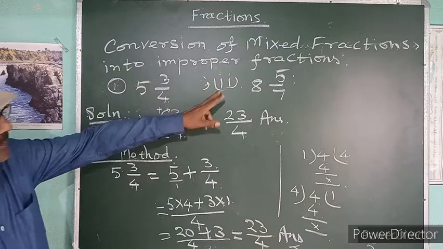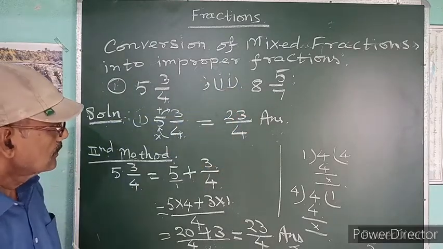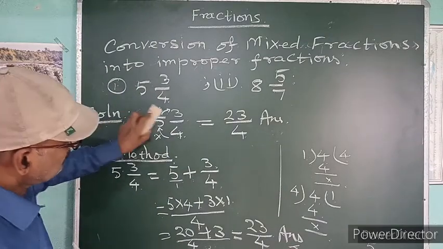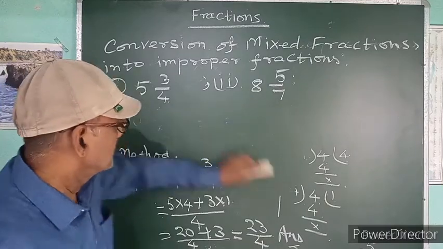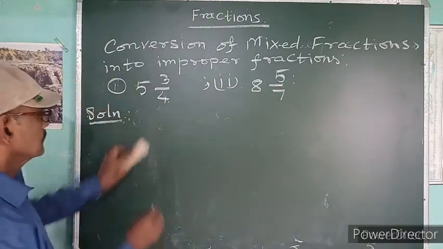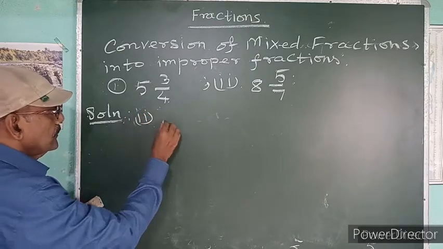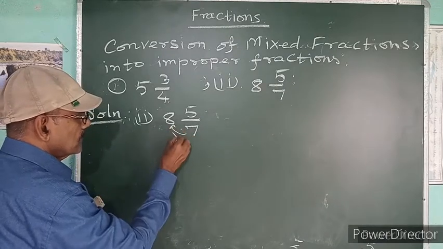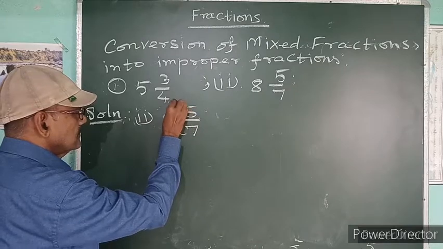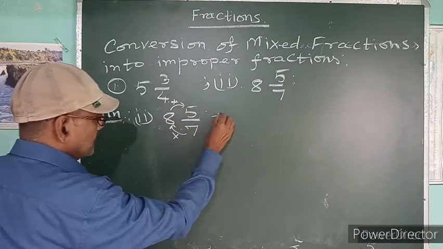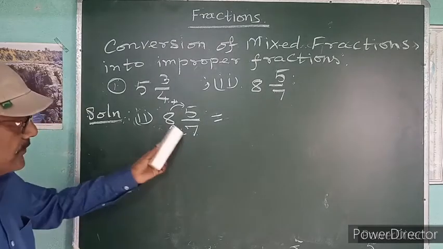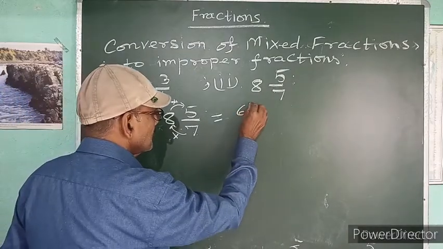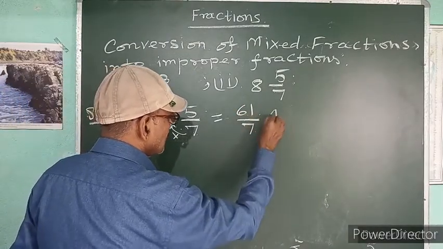Now let us solve this second sum. The same method. We can do it in both methods. Second sum. First method. Shortcut method. Multiply and then add. So straight away you do 7 8s are 56. 56 plus 5, 61 by 7. This is the answer.